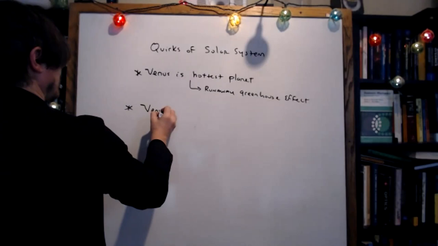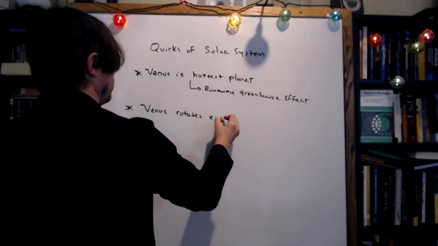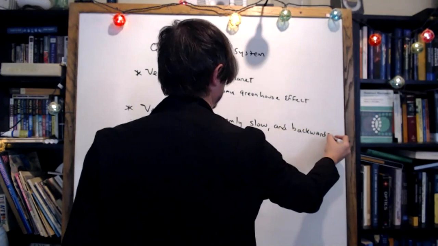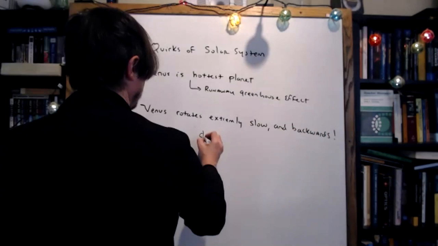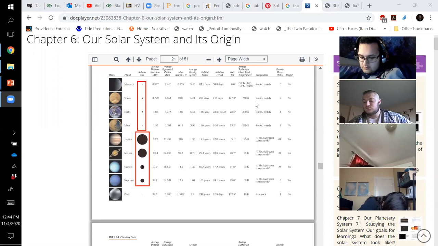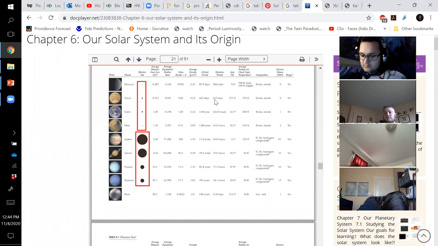Venus rotates extremely slow and backwards compared to the other planets. In fact, as we'll see, the length of a day on Venus, let's see if we can get that table up again. Rotation period. Venus is 243 days.